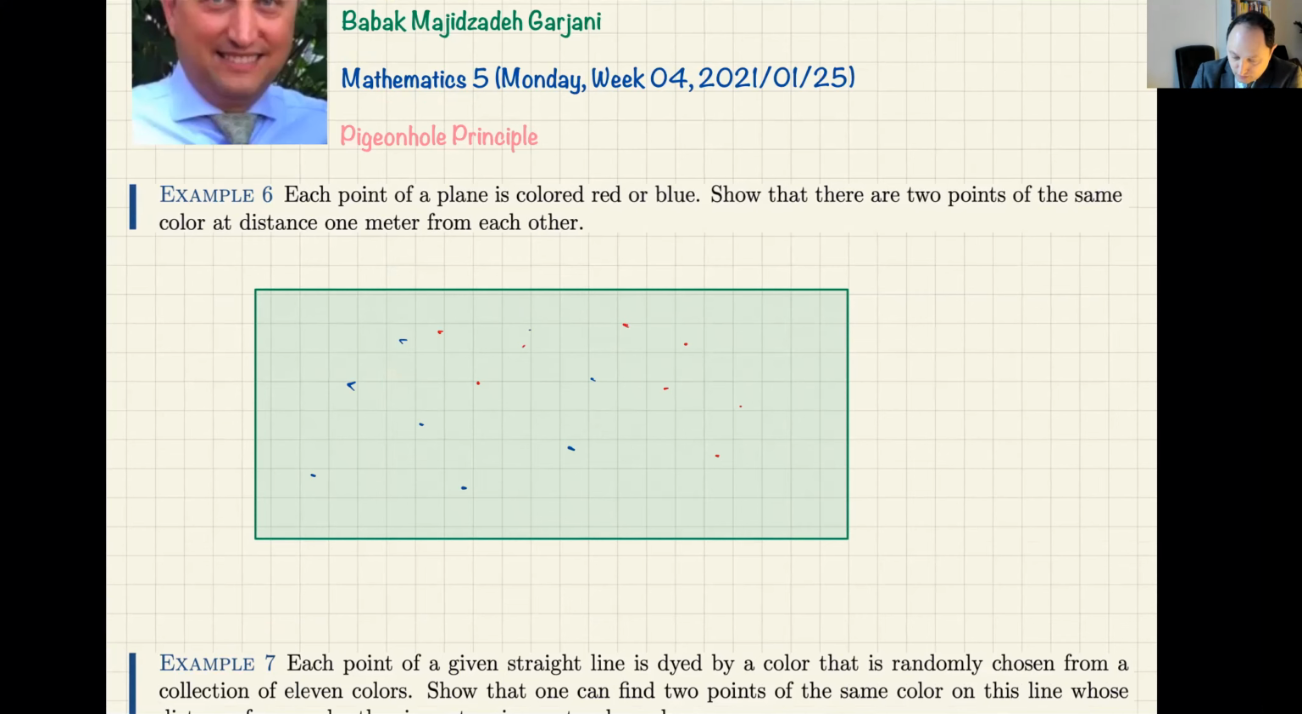So let me draw it with a different color. Assume that you have an equilateral triangle. All the sides are the same. So assume that this is your equilateral triangle, 1 meter, 1 meter, 1 meter. And then concentrate here. Can you understand what's going on now?